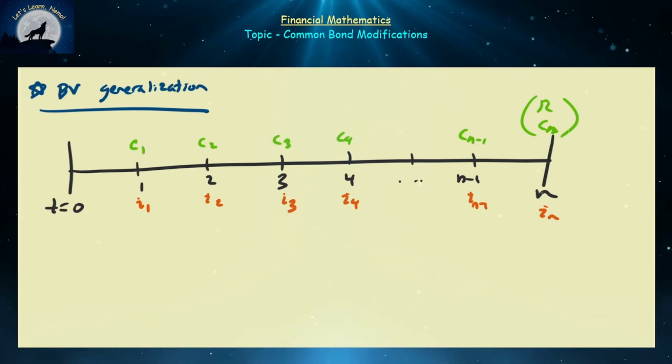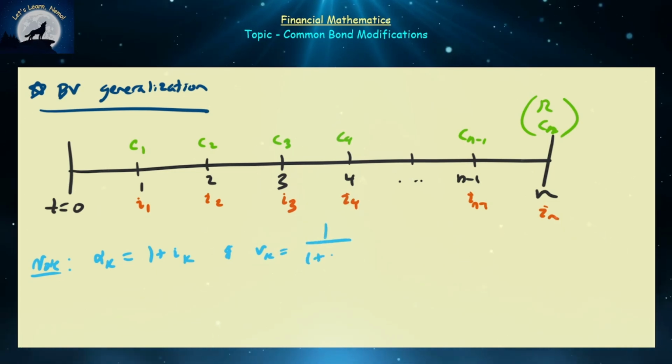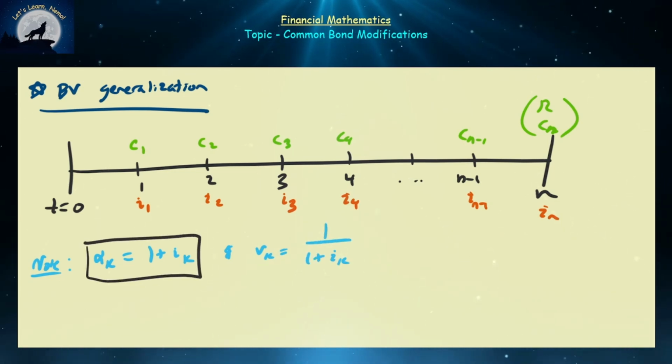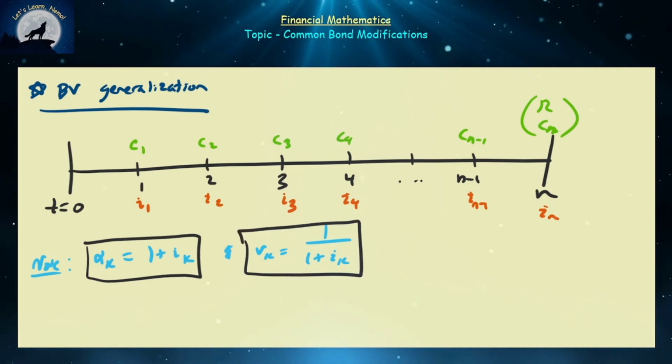But the mathematics will follow the same exact discussion like we did with drop payments and balloon payments. So now that we have these variable interest rates, let's remind ourselves of a couple of notations here. Alpha k is defined to be equal to 1 plus i_k, and nu k will be defined to be equal to 1 over 1 plus i_k. So that is your variable accumulation factor and your variable discount factor.